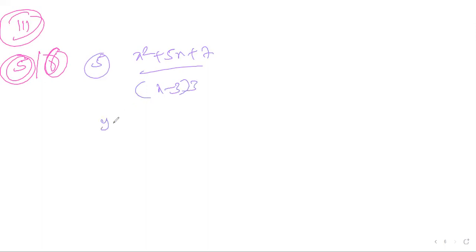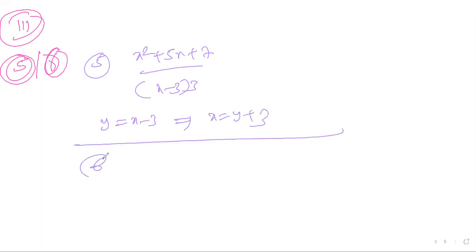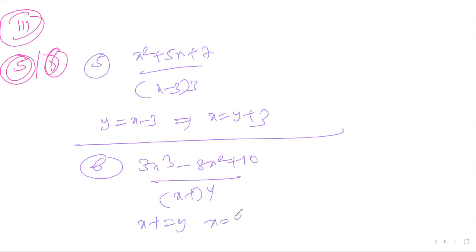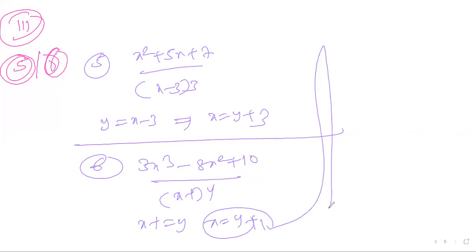Same thing here. Y is equal to x minus 3, x is equal to y plus 3. Please proceed like the previous problem. Next, sixth model: 3x cube minus 8x square plus 10 by x minus 1 whole power 4. Here you can take x minus 1 is equal to y, x is equal to y plus 1. Please proceed like the previous model. Okay, those two questions are finished now.